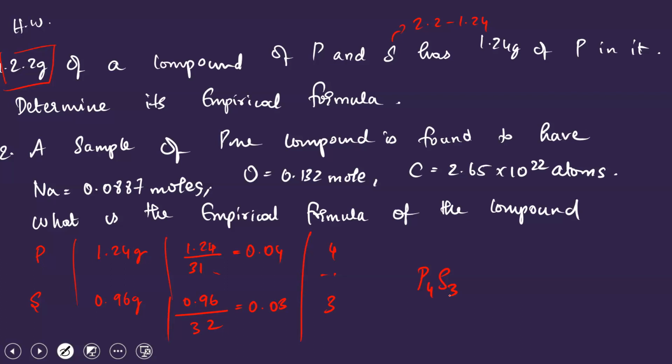Yes, tell me. What I did was I did 1.24 divided by 0.96. I got 4 by 3. Why did you do 1.24 divided by 0.96? Ma'am, there are only 2 elements, so I took the ratio. You got the correct answer because the molar masses are near the value.